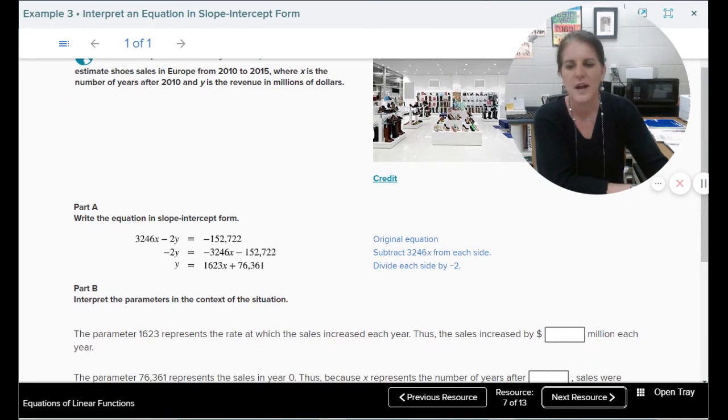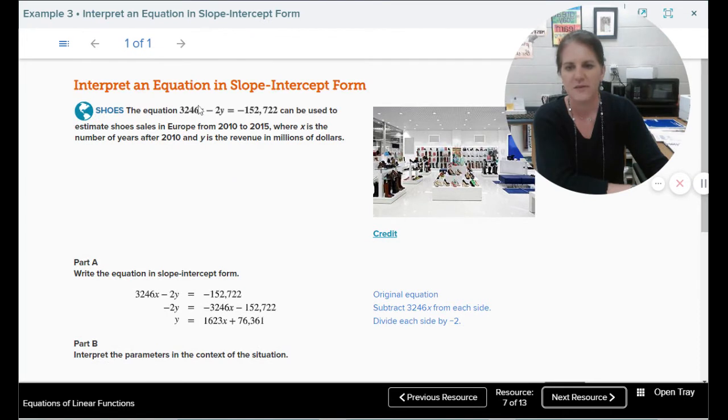So we want to rewrite the equation so that it's in slope-intercept form. So I'm going to take this x term, move it to the other side. It becomes a negative. Then I divide everything by the negative 2 to get y all by itself. And now I have positives. That's nice. So let's interpret it then in the context of this problem. Remember, it says x is the number of years after 2010. So we've got 1,623x plus the millions of dollars.